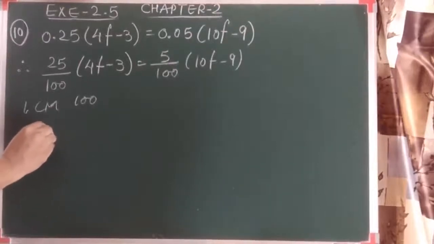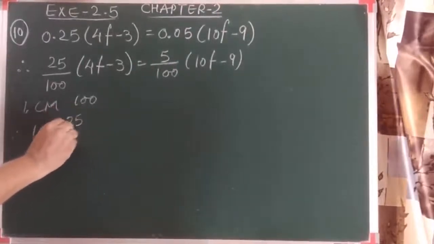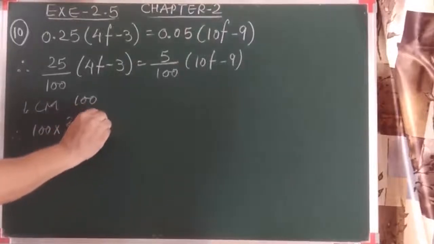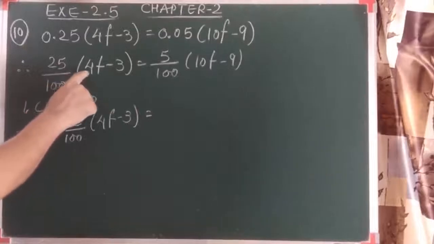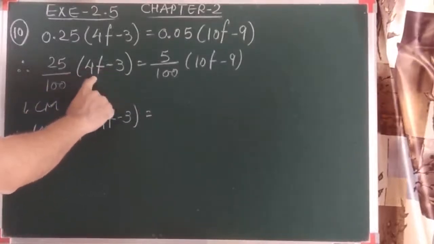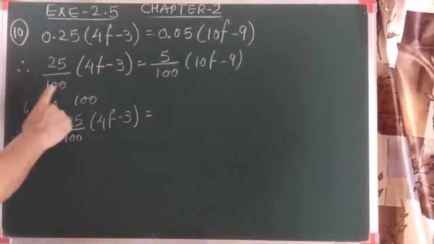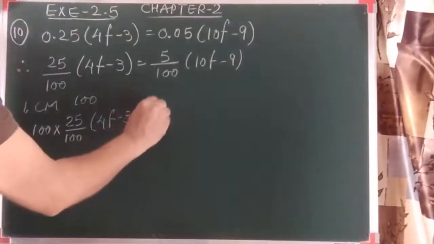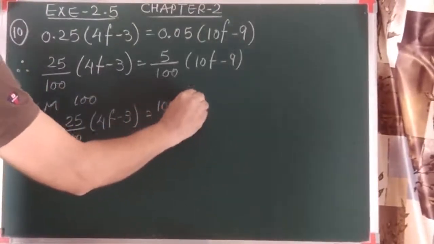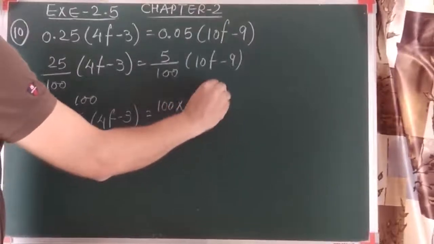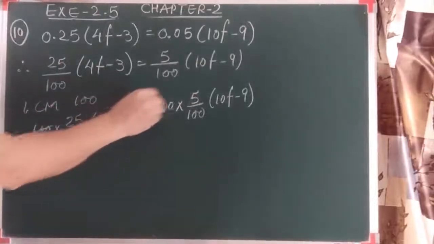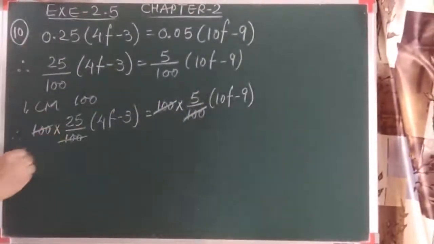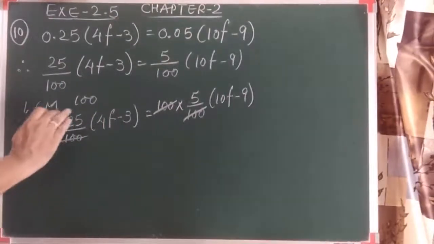Now when you multiply with the 100, afterwards you observe that the sum becomes so easy. 4f, what I have done here, this 100 multiplies with this only, because this is already in the product with both the terms, that is with the bracket. So 100 should multiply with this term only. The same here, 100 into 5 by 100 upon 10f minus 9. So you can see that both the 100s would cut. Now 25 should multiply with the bracket. Now you can see that we don't have any decimal terms. Now the sum is so easy.